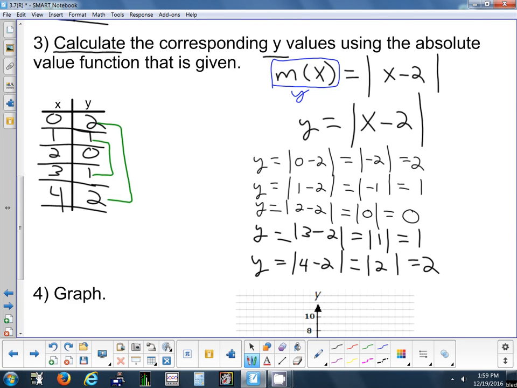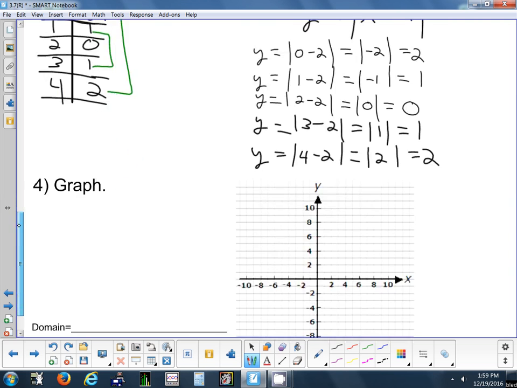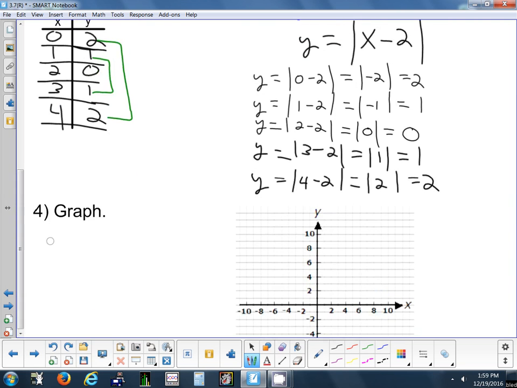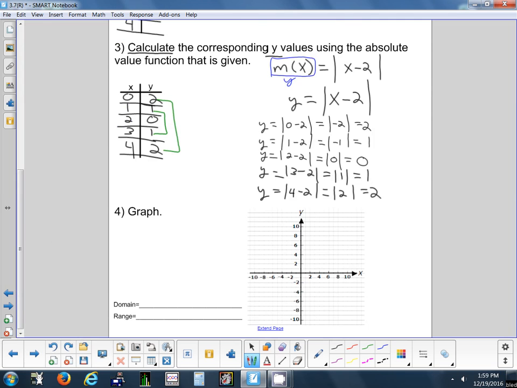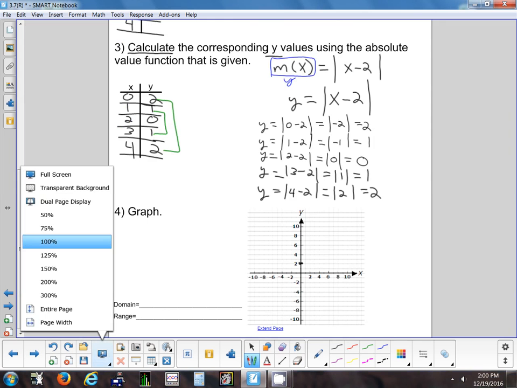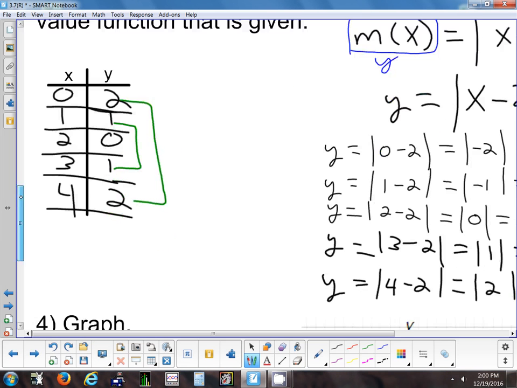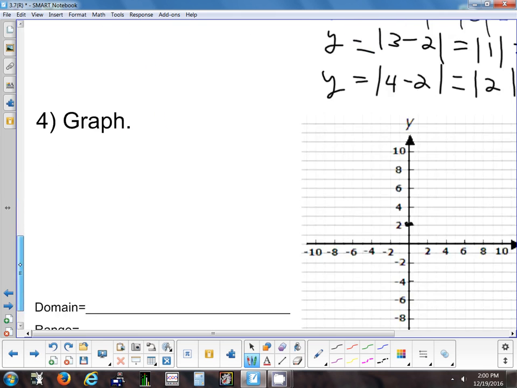Okay, and then step 4 is to graph it. Take those points that we have, put them on the graph. Now, when we graph this, what should happen? When we graph this, what should it look like? You know what we did at the beginning. What letter should it look like? What shape does the graph look like? Oh, V. Yeah. V. Well, I have a triangle.